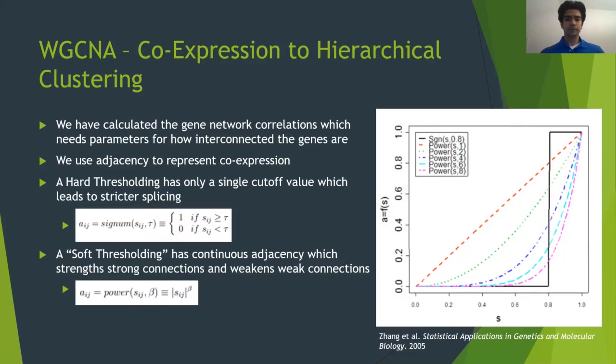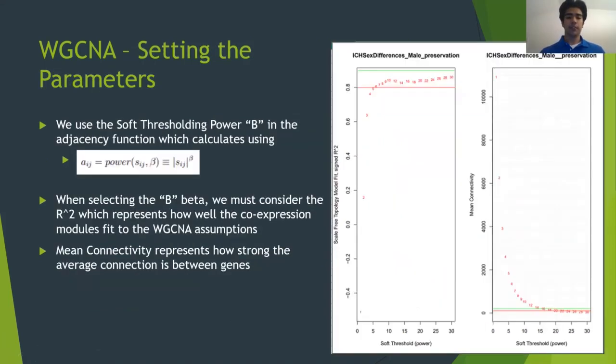Hierarchical clustering has two major ways of calculating, which is the hard threshold or the soft threshold. If we look towards this diagram, the black line delineates the hard threshold, which is essentially a binary decision. Either it's 0 or 1, delineated by this equation. However, a soft threshold is a continuous adjacency, as described by these colored lines. And since it uses the continuous adjacency function, we chose to use the soft thresholding.